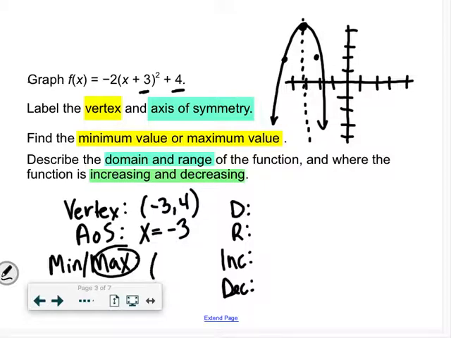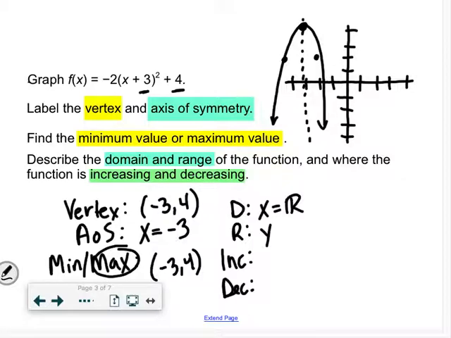Max at the vertex (-3, 4). So 4 is the maximum y value, and we'll use that in our range. What's our domain? X equals all real numbers. So I sure hope everybody gets those points on all their quizzes and tests.